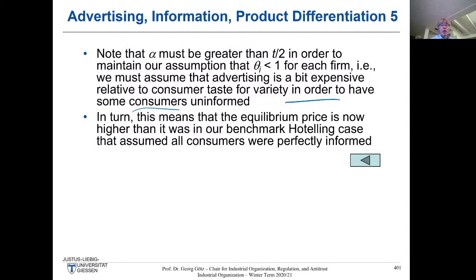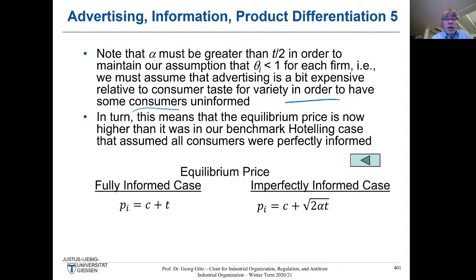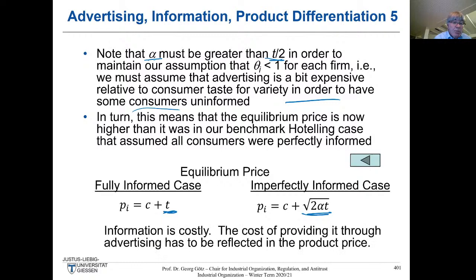And now what this, however, means is that the equilibrium price is now higher given this benchmark. Given that we want alpha to be larger than t over 2, this expression here is larger than t, and therefore the price in the imperfectly informed case is higher than in the fully informed case. Okay? Must be, in a sense, because information is costly. That's not so much of a surprise. And therefore, it has to be provided through advertisements, and this is reflected in the product price.